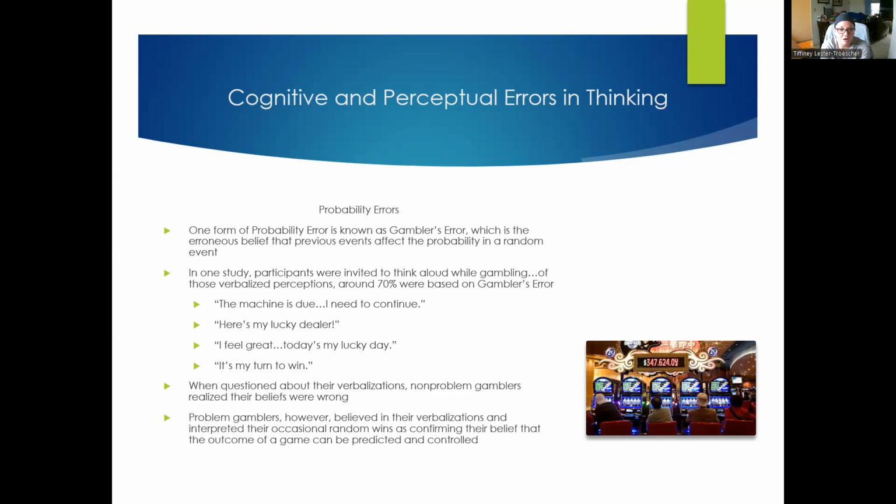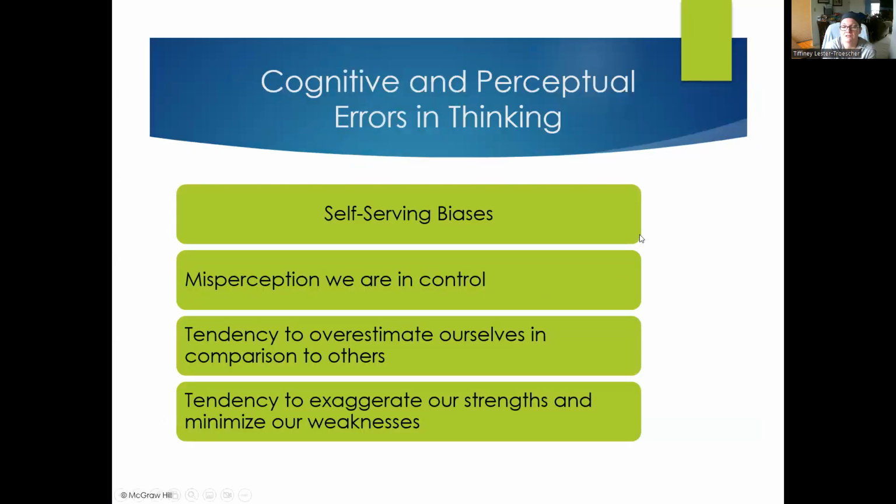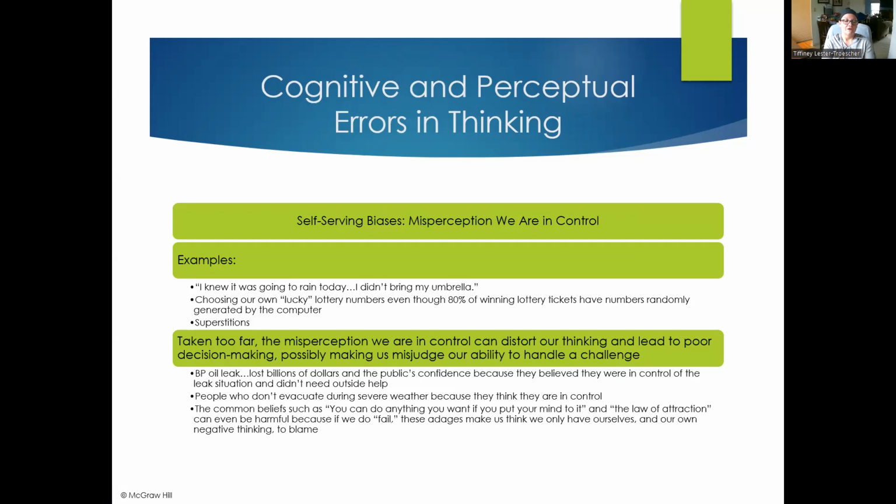We are awful with probabilities. And then you add in the possibility of forming addiction. It's not good. We also have, in cognitive and perceptual errors, what we call self-serving biases. So we have the misperception that we are in control, the tendency to overestimate ourselves in comparison to others, and our tendency to exaggerate our strengths and minimize our weaknesses. So we're going to take a quick look at each of these. Our first self-serving bias is the misperception that we are in control.